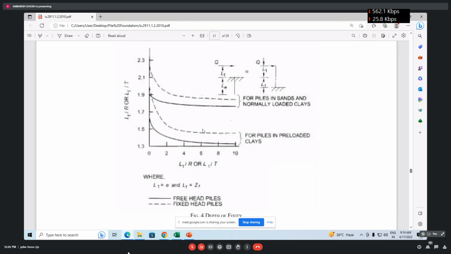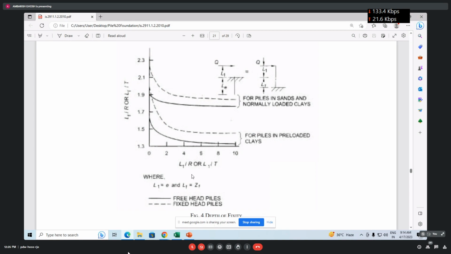If the number of piles in a pile cap group is 3 or more than 3, it will be fixed head. Otherwise, it will be free head. Again, if the pile is restrained in both directions with tie beams, then also we can consider it a fixed head pile. So 6.5.3.1, you go through, you will get the definition of 6.5.2.1. You will get the definition for fixed and free head condition.